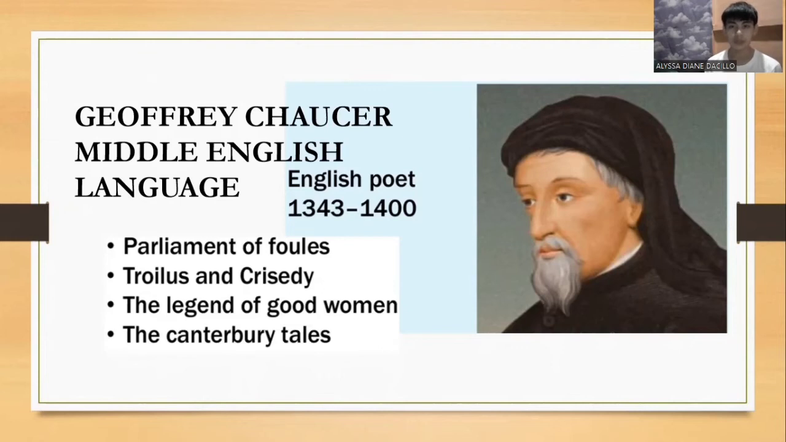Geoffrey Chaucer is considered one of the first great English poets. He is the author of such works as The Parliament of Fowls, Troilus and Criseyde, The Legend of Good Women, and The Canterbury Tales. Humorous and profound, his writings show him to be an acute observer of his time with a deft command of many literary genres.